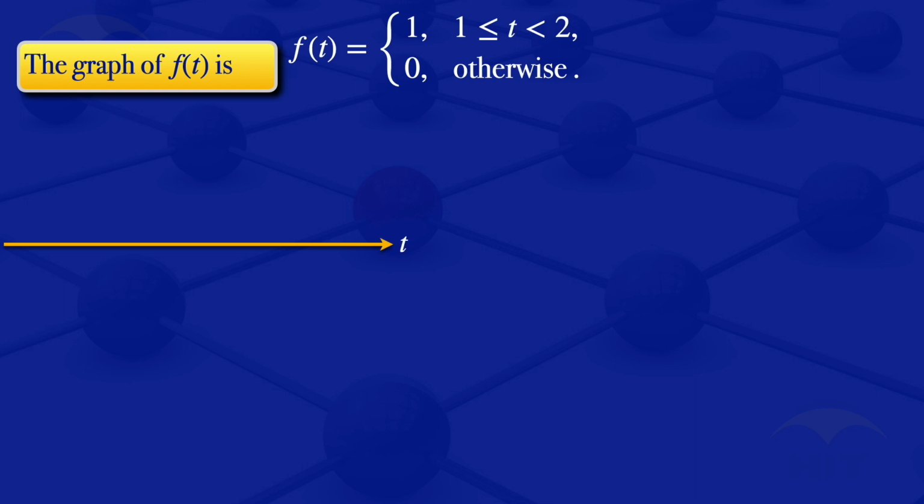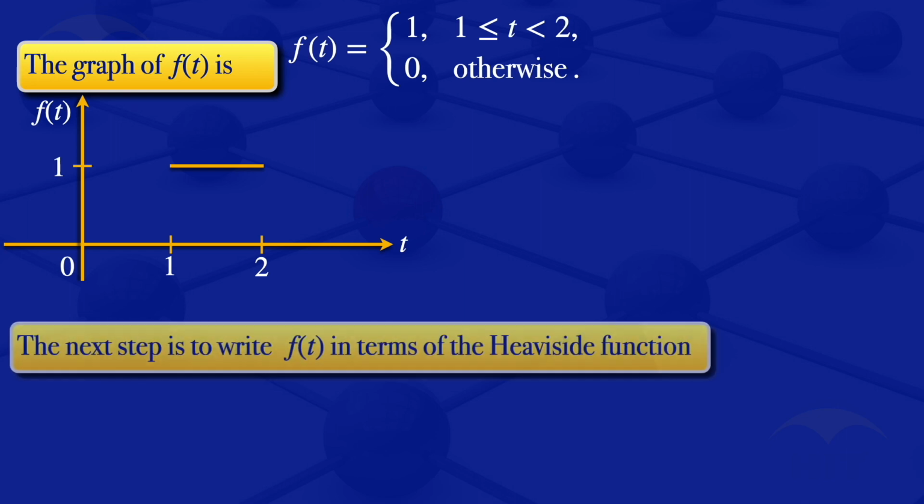and the vertical axis, which is f(t). I put my 0, and we have the point t equals 1, and the point t equals 2. And we have the point 1 there on the vertical axis. What we are having there is that f(t) is 1 between 1 and 2. So the next step now is to write that function f(t) in terms of the Heaviside function.